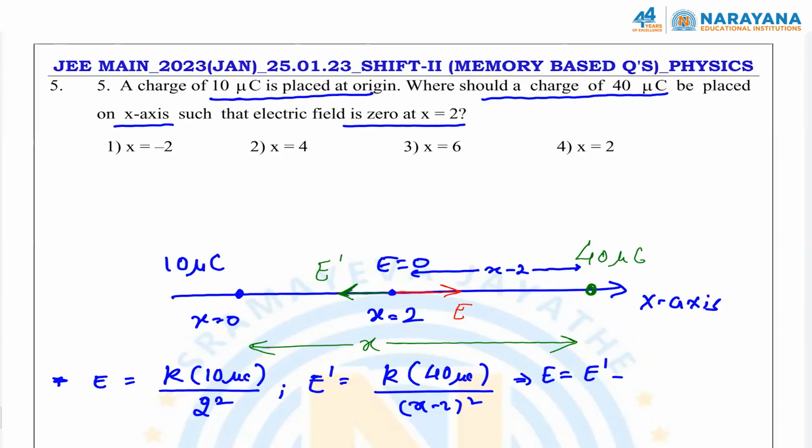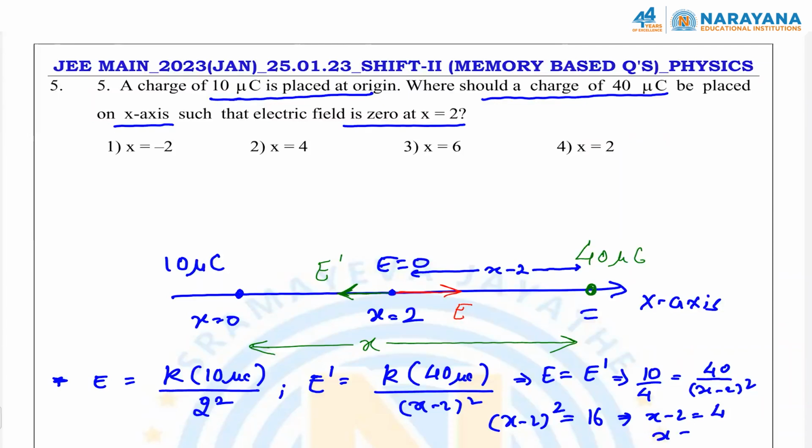We will set E equals E prime. So once I set E equals E prime, I will get 10 over 4 is equal to 40 over (x minus 2) whole square. So that gives you (x minus 2) whole square is equal to 16. So take the positive square root because we know there is only one possible answer and x has to be positive. We already decided that. So x minus 2 is equal to 4 and therefore x is equal to 6. So answer is option 3.